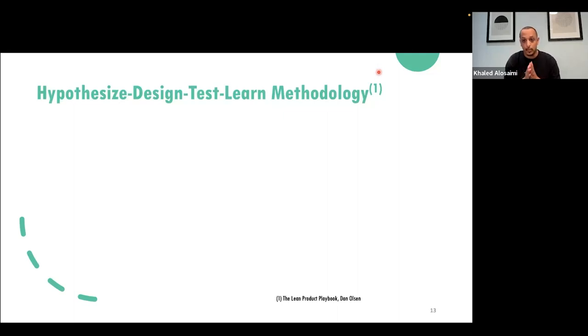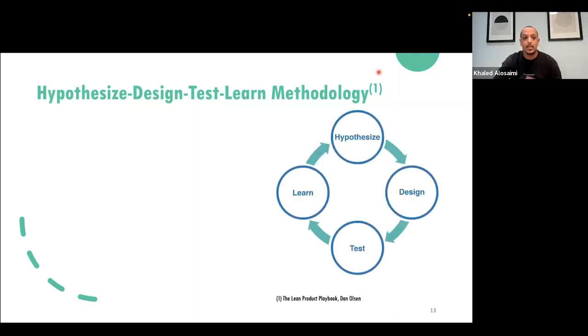You did it, you know that you want to build an MVP. Now, as Dan also discusses in The Lean Product Playbook, this is the hypothesis, design, test, learn methodology. There's a hypothesis that you need to create, design, and test and learn. So let's discuss it one by one.